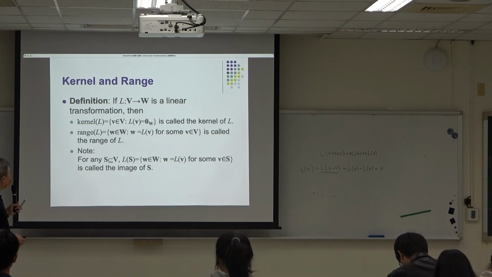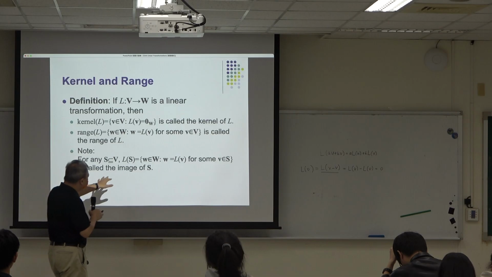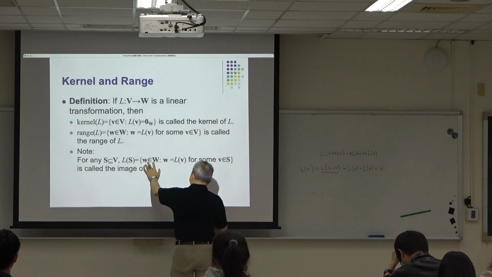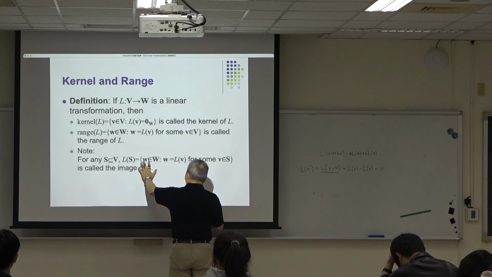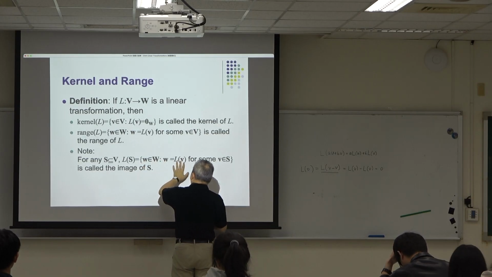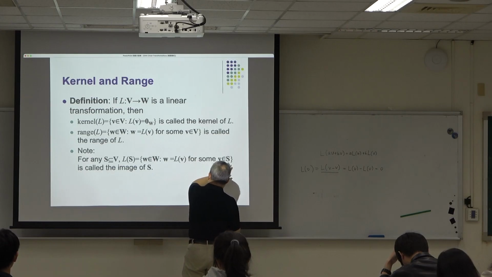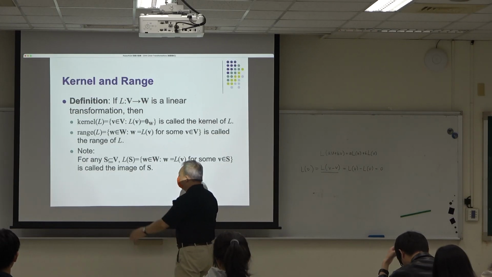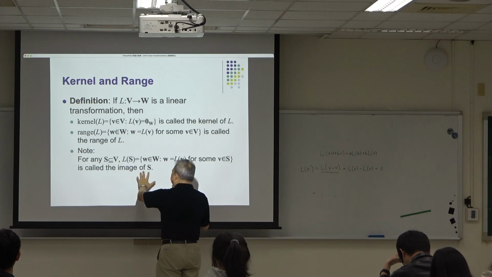With the definition of kernel and range, we can define one more thing called the image. For any S which is a subset of V, L(S) means you map a subset of V. This represents the vectors in W such that W equals L(V) for some V in S. L(S) is called an image of S.